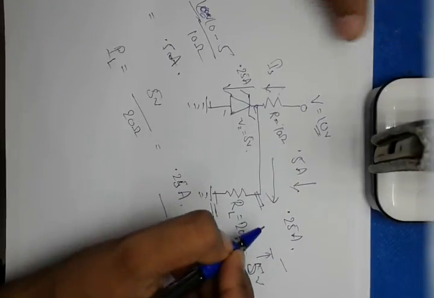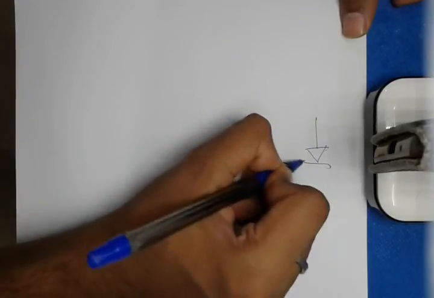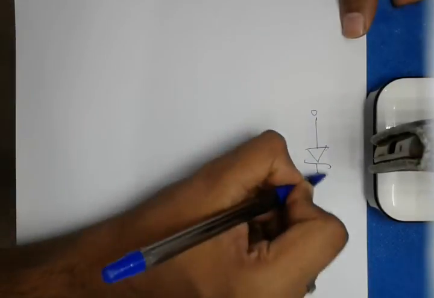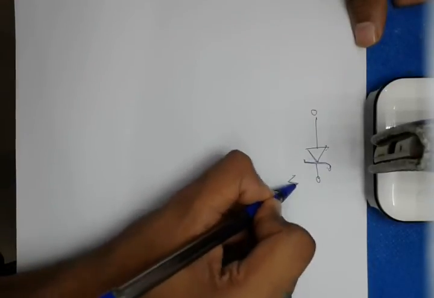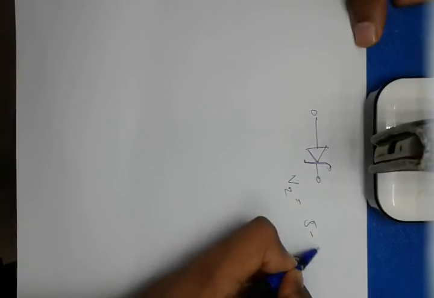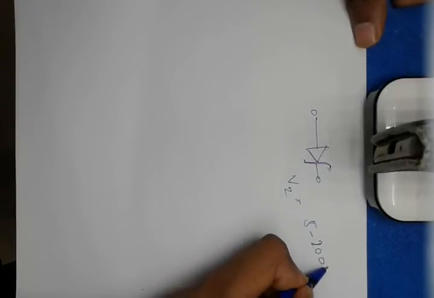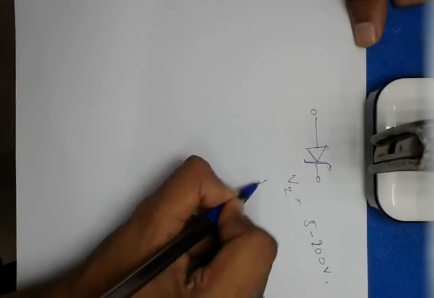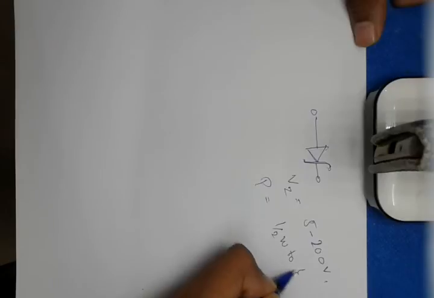This is how we use it. Zener diodes are used all across the world as a stabilizer, and they have many applications. Its Vz ranges from 5 to 200 volts, and its power can be from half a watt to 50 watts.